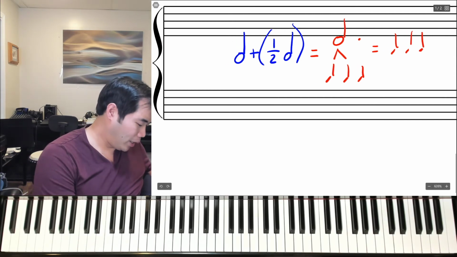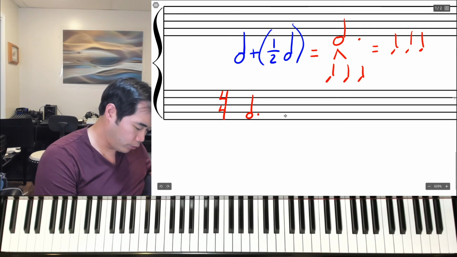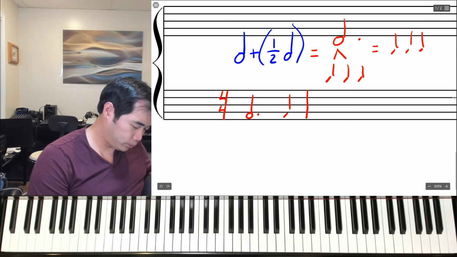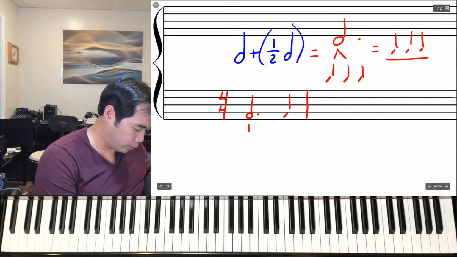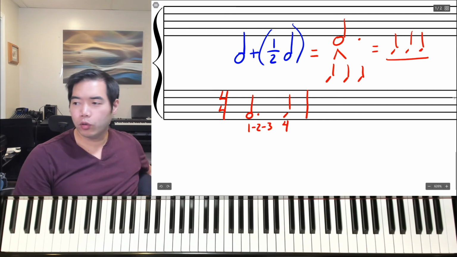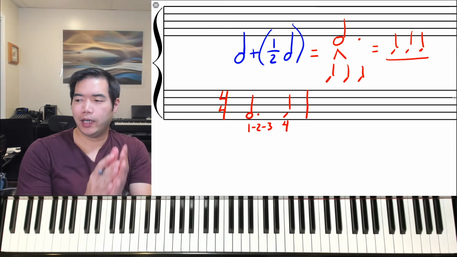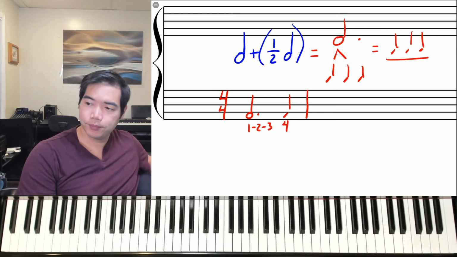So let's say that you had a time signature of 4/4, and you had a dotted half note followed by a quarter note. The dotted half note equals 3/4. So we're going to play 1, 2, 3, and then the final quarter will play on beat 4. Let's try that together. 1, 2, 3, 4. Like that.